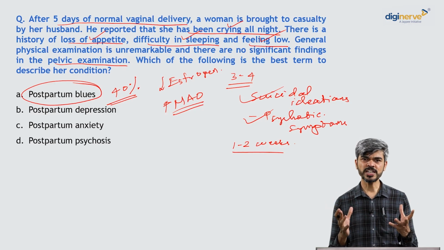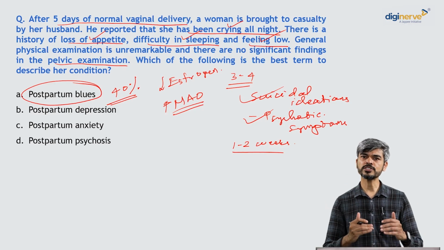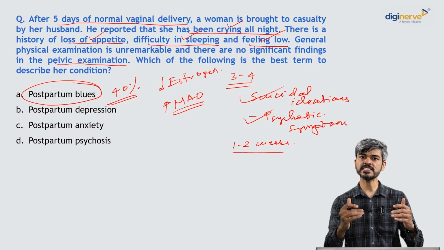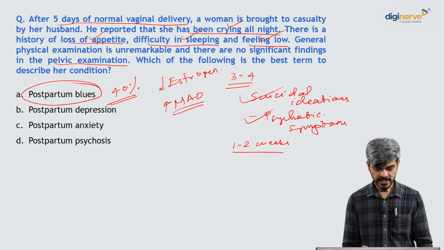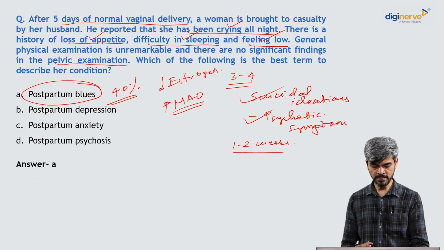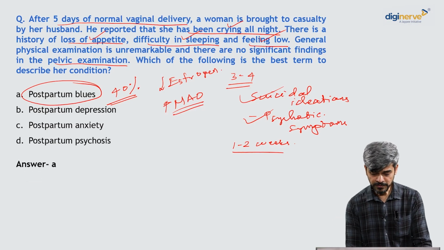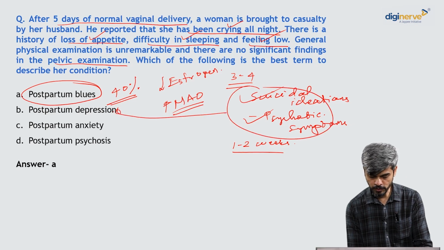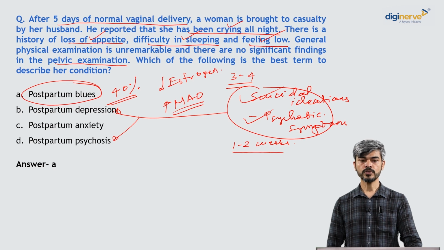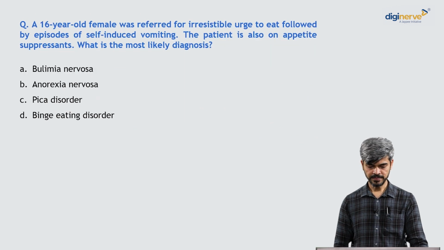So research has shown that monoamine oxidase level increases after pregnancy. The neurotransmitters like serotonin and dopamine reduce, which leads to these postpartum blues, right? So the answer here is postpartum blues. If the patient had suicidal ideation, psychotic symptoms, then you could have thought of postpartum depression or postpartum psychosis, right? So, which is not okay here.